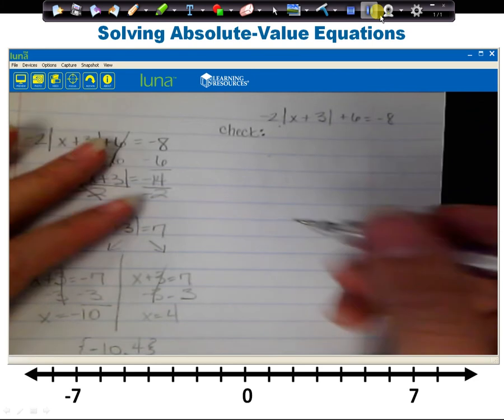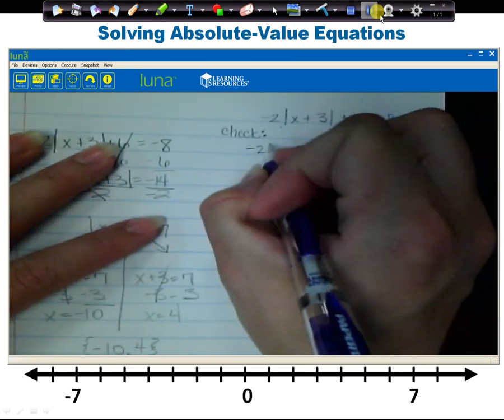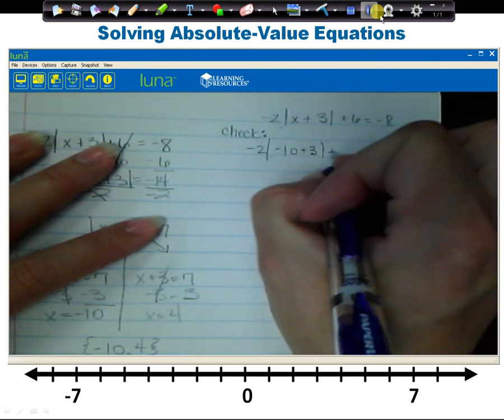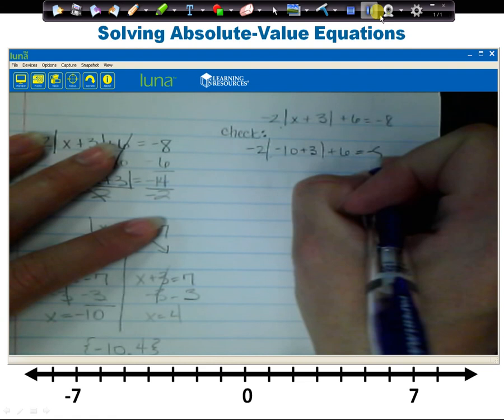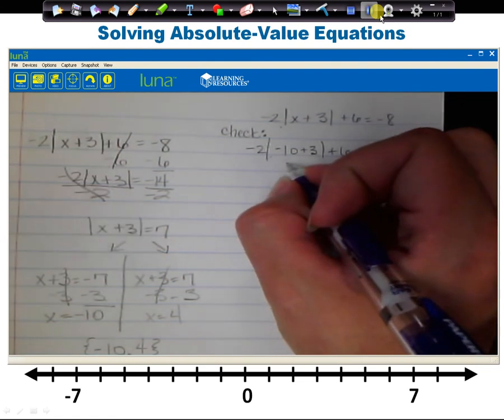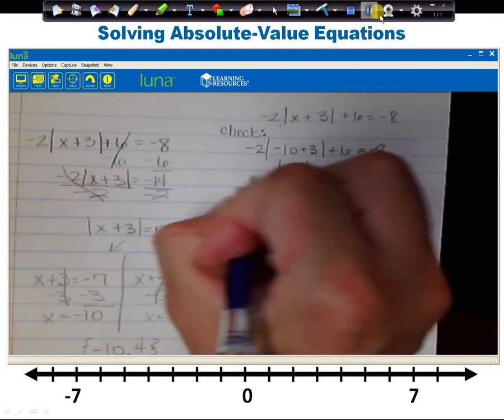We're going to plug in our negative 10 first. So I have negative 2 times the absolute value of negative 10 plus 3, plus 6, equals negative 8. The first thing I'm going to do is what's inside my absolute value bars. That gives me a negative 7. So I'm going to leave it in those absolute value bars.